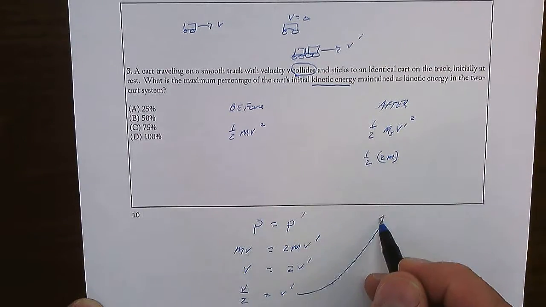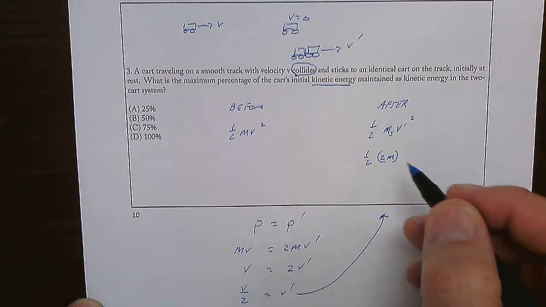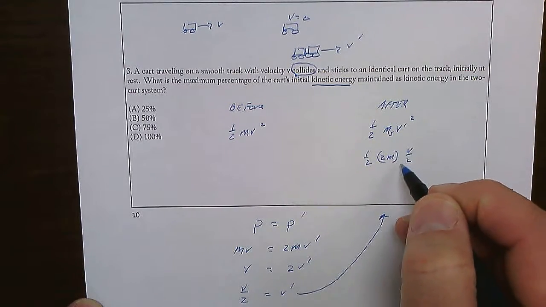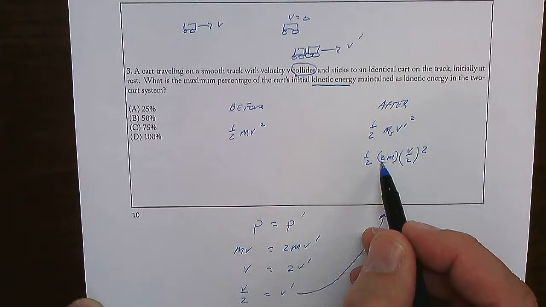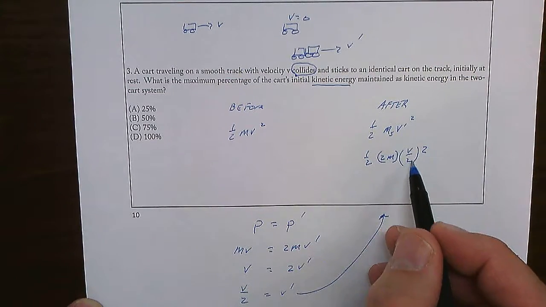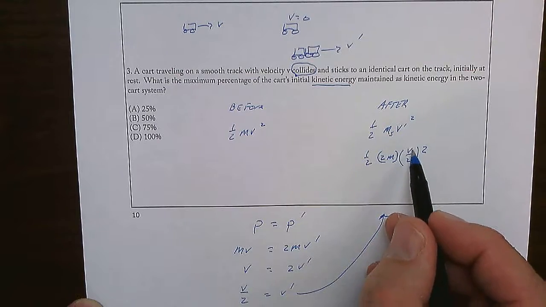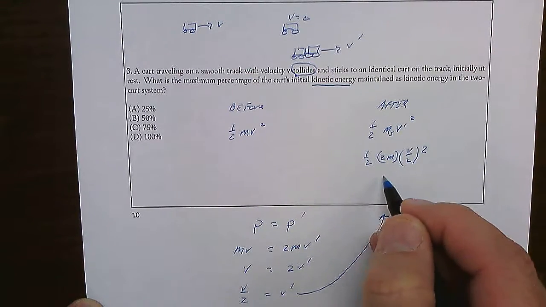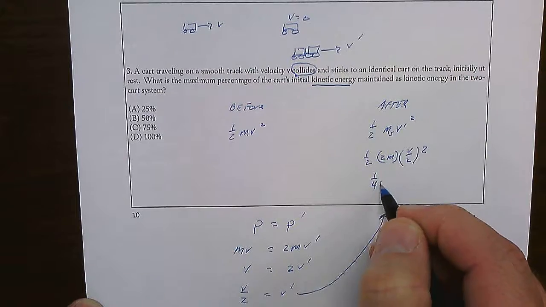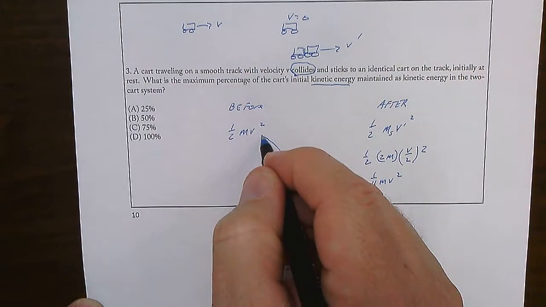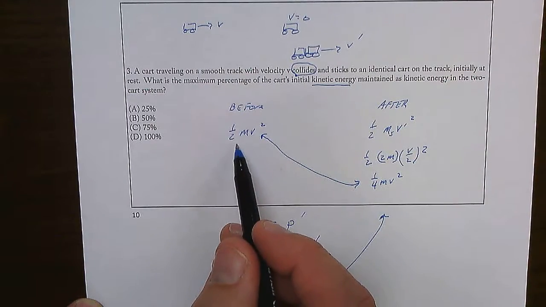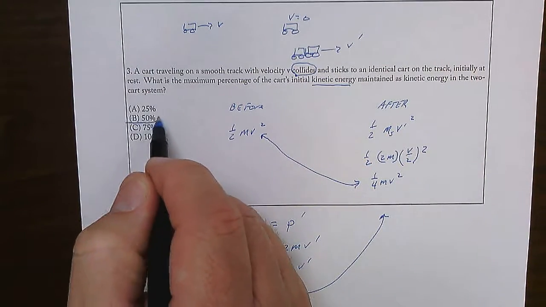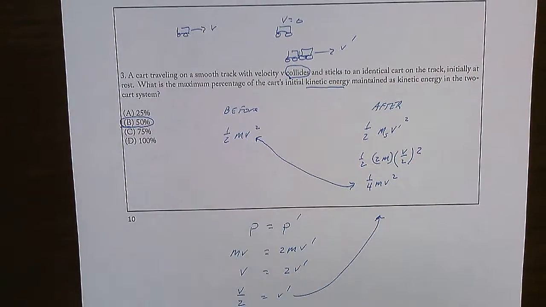So now if I take that and bring it back up here, now I'm in business. So this v prime becomes v over 2. I have to square that, and now I can make my comparisons. 1/2 times 2m times v over 2 squared. Well, v over 2 squared is v squared over 4, times 1/2 times 2m is 1/4 mv squared. So how does 1/4 mv squared, which is the kinetic energy after, compare to 1/2 mv squared, which is the kinetic energy before? Well, it's 50% of it.